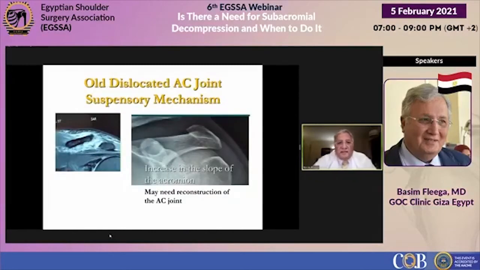Now, in cases of a dislocated AC joint with loss of the suspensory mechanism, even if we do an anterior acromioplasty, we may have a recurrence because there is a loss of the suspensory ligaments leading to an increase in the slope of the acromion. In this case, reconstruction of the AC joint is indicated.